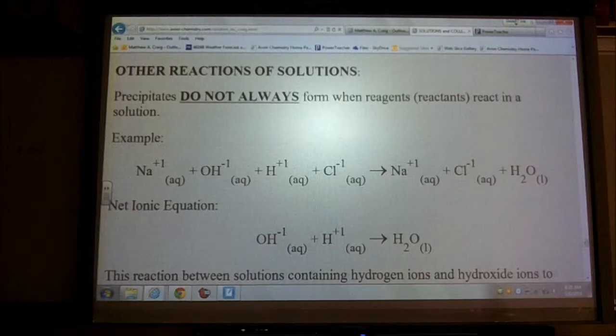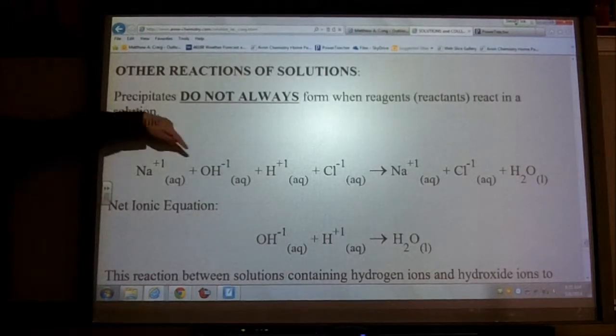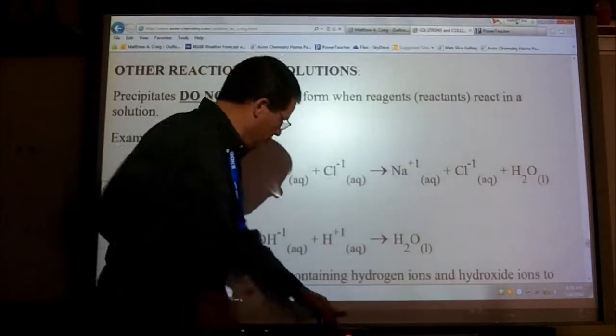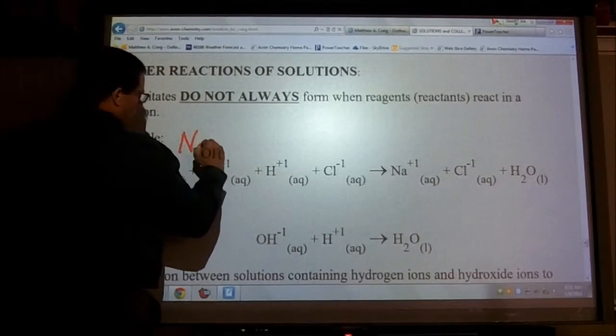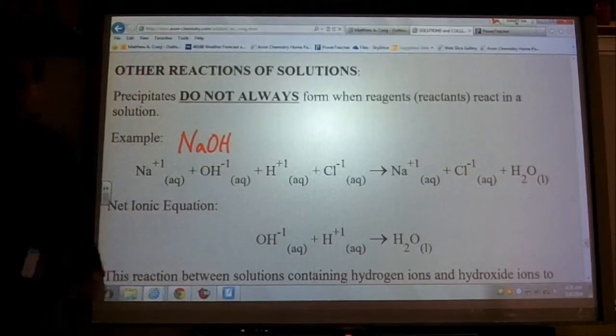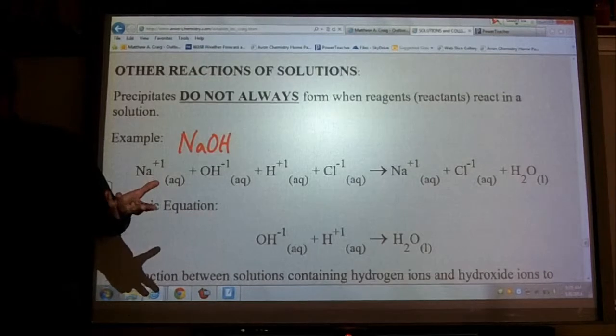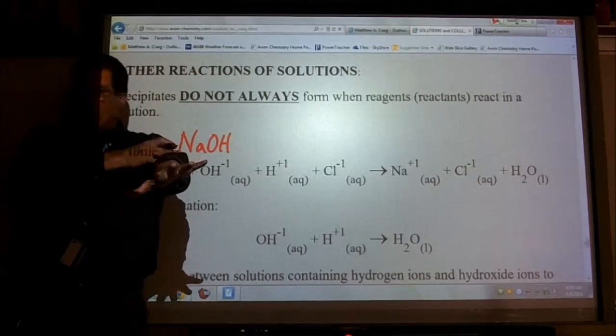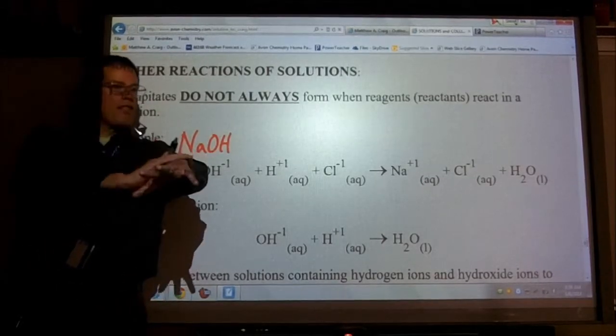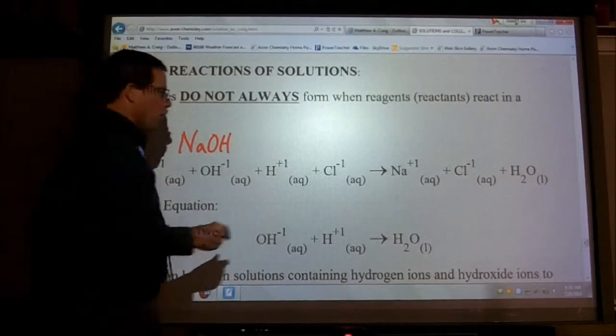Other reactions of solutions don't always form a PPT. And this will actually have some more significance in a couple of weeks when we talk about acids and bases and do a neutralization reaction. This is a neutralization reaction. Here I have sodium hydroxide, which is a strong base. If I take a highly concentrated, high molarity concentration of sodium hydroxide, pour it on my arm, it'll eat my skin away. It'll do some really bad things to my arm. So don't do that at home.